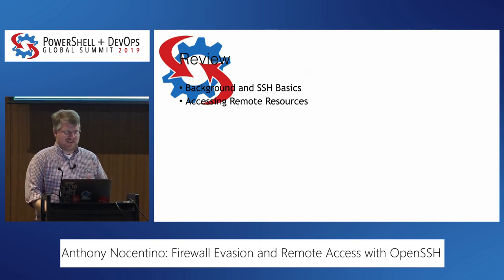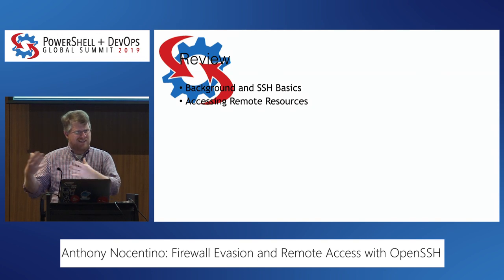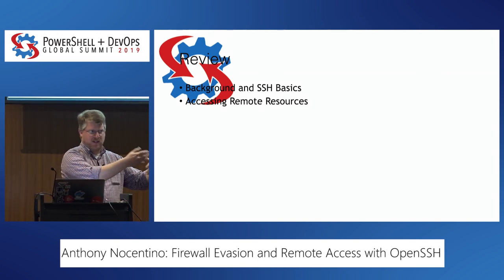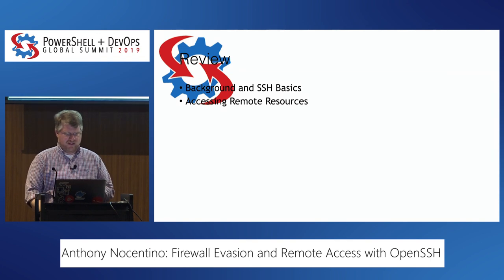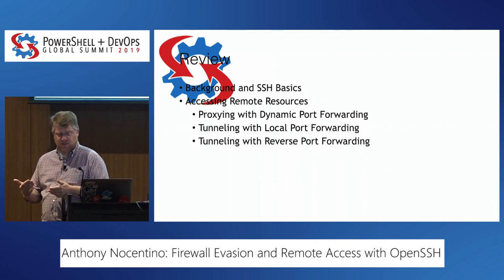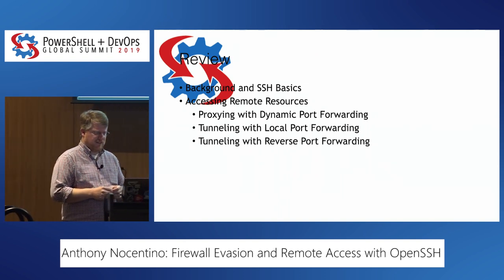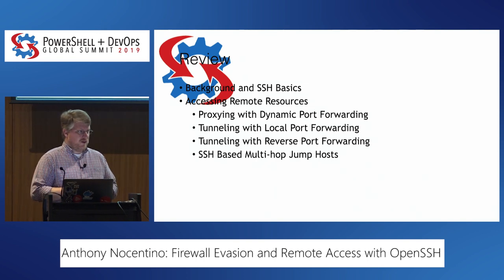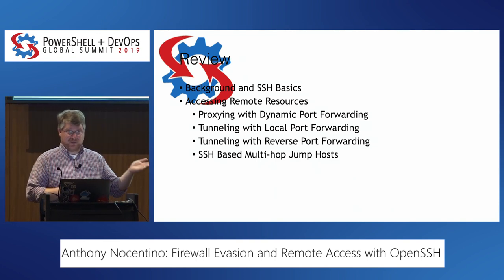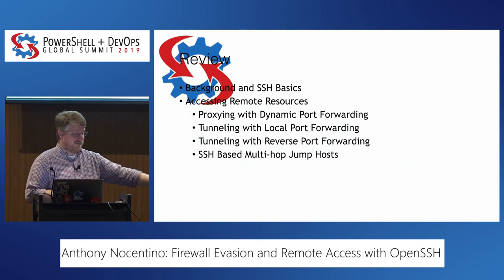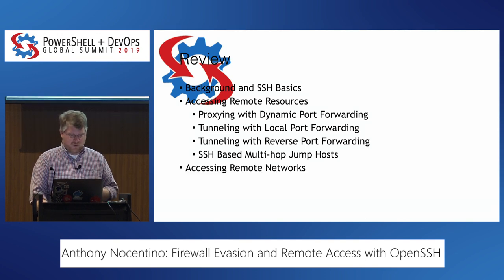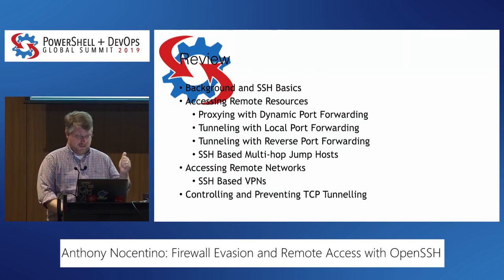So we covered some backgrounds and basics, just to get the plumbing. I do strongly encourage you to watch the stuff from last year, but this stands alone. If you want to get into the internals of forking and things like that, I covered it in pretty good detail last year. We talked about accessing remote resources with these different techniques: at the application level with dynamic port forwarding, an arbitrary TCP service bidirectionally, and local and reverse port forwarding. We have multi-hop jump hosts and then PWSH, because I had to, but it was pretty cool to see that slide all the way through with no boundaries, because you can't do that in Windows. Or you can make it happen, but it's a total pain. And accessing remote networks with SSH VPNs, and then controlling and preventing things.